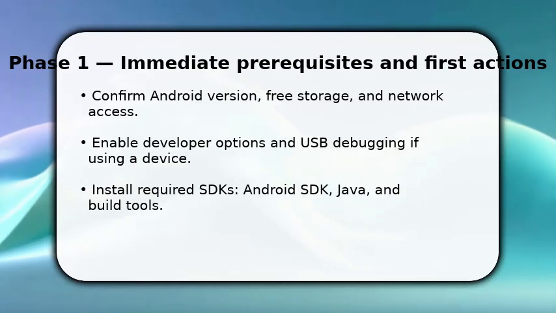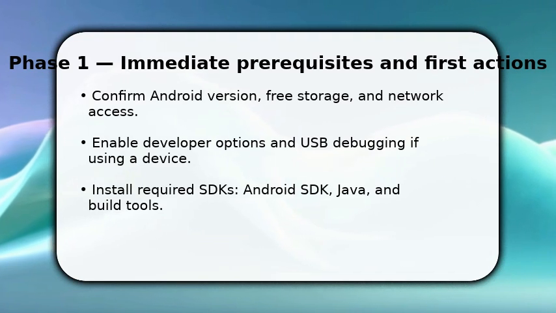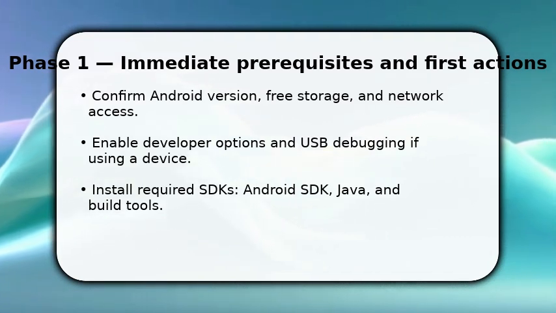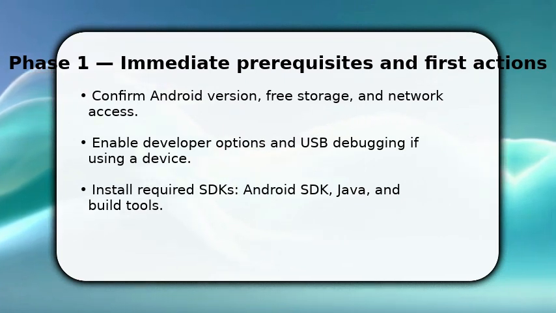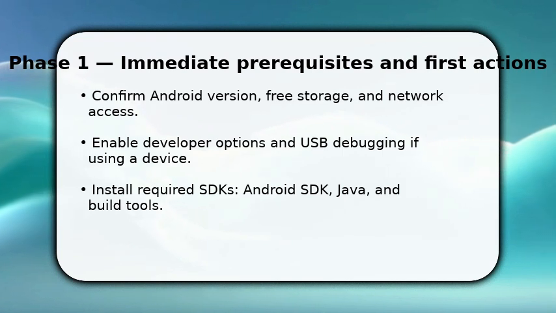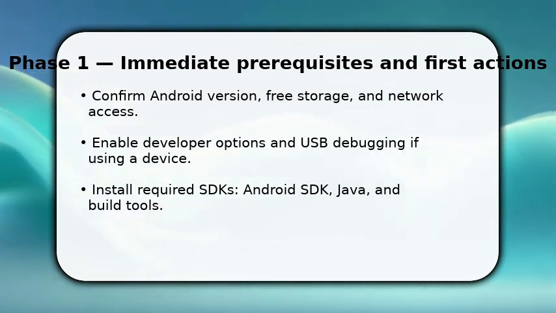You start by preparing the environment, get the device connected, and the build toolchain ready. Once done, make sure the Android version matches your app target and that you have at least 100 MB free. This avoids install failures. If using a physical device, enable developer options and USB debugging, then trust the computer.